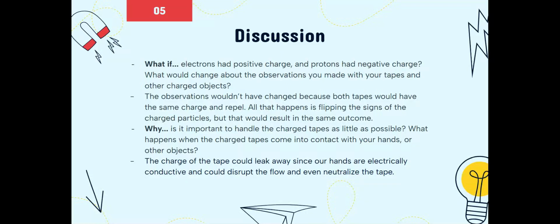So our discussion. What if the electrons had a positive charge and the protons had a negative charge? What would change about the observations you made? Well, nothing would really change about the observations because both tapes would have just flipped the sign and they would have the same charge, so they would repel, which results in the same outcome.